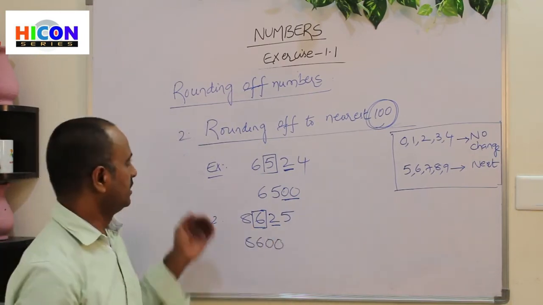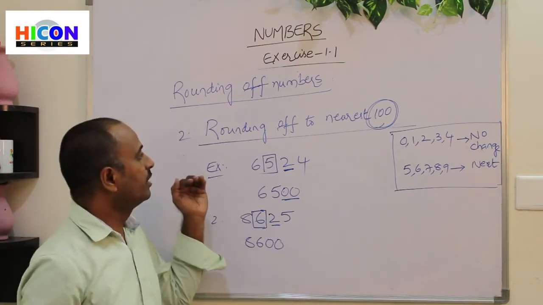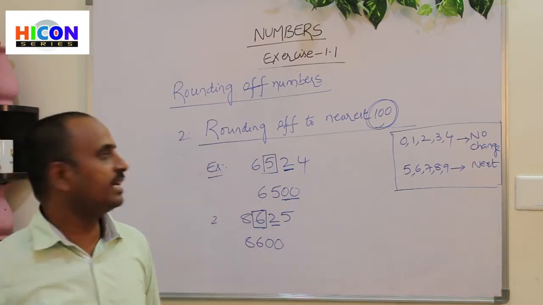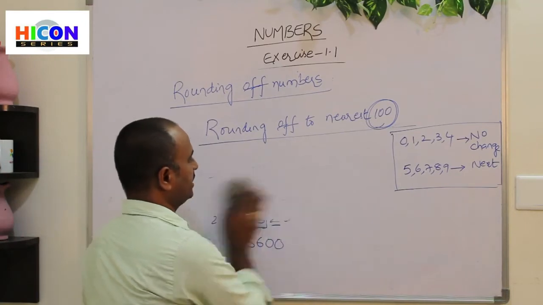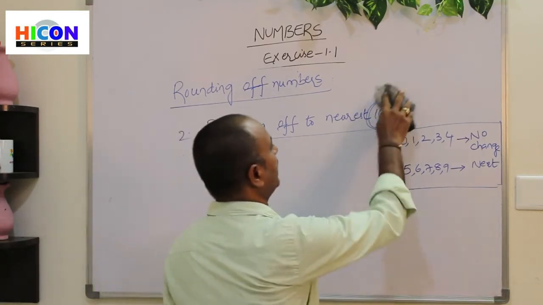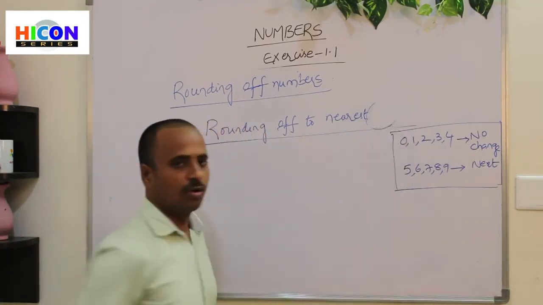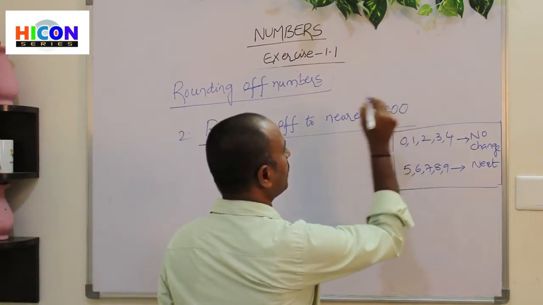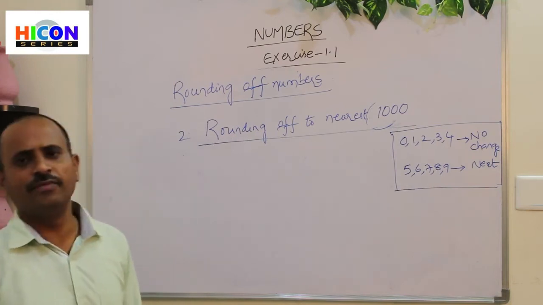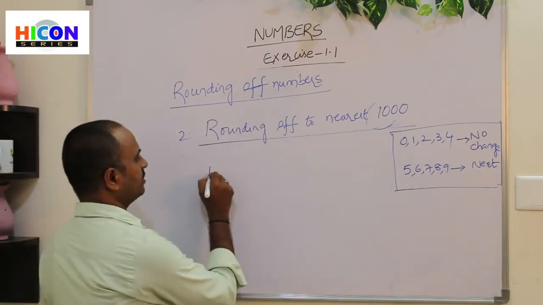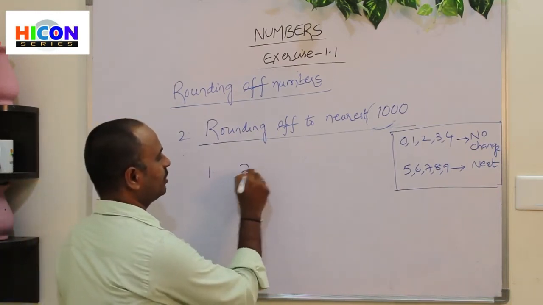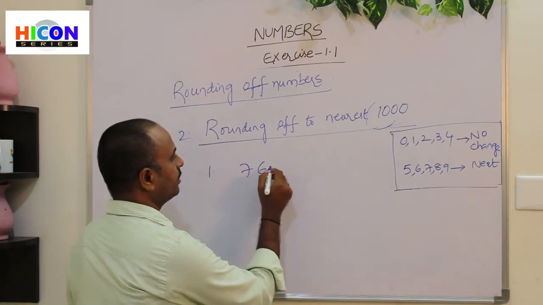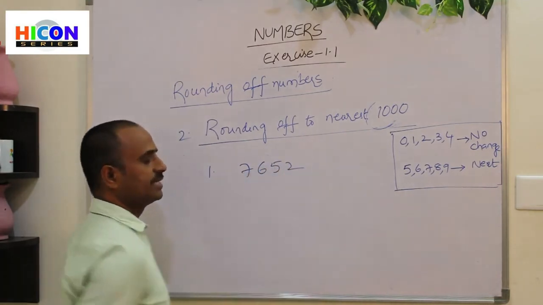So children, this is the way to round off the given number to the nearest hundreds. Now the third one is rounding off to the nearest thousands. So how can we round off the given number to the nearest thousands? This is the same way. So let us see one more example. The given number is 7652.